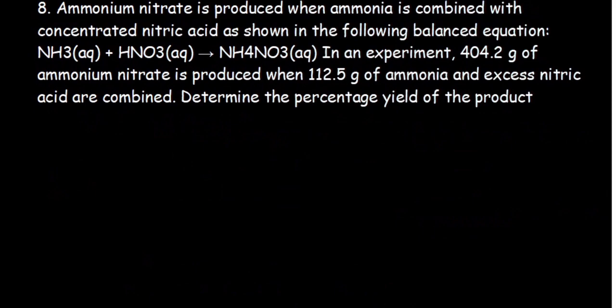Question 8. Ammonium nitrate is produced when ammonia is combined with concentrated nitric acid, as shown in the following balanced equation. In an experiment, 404.2 grams of ammonium nitrate is produced when 112.5 grams of ammonia and excess nitric acid are combined. So the good part about this question is it's very easy because they've already given you the excess reagent. So the nitric acid was in excess.